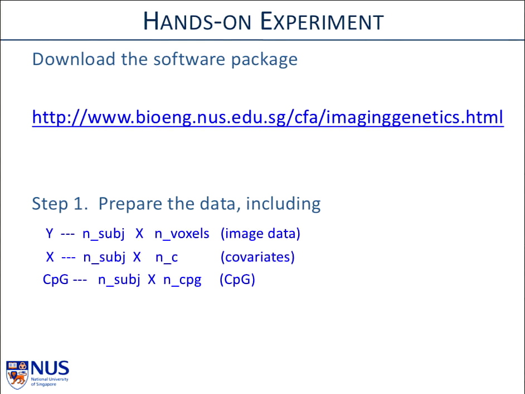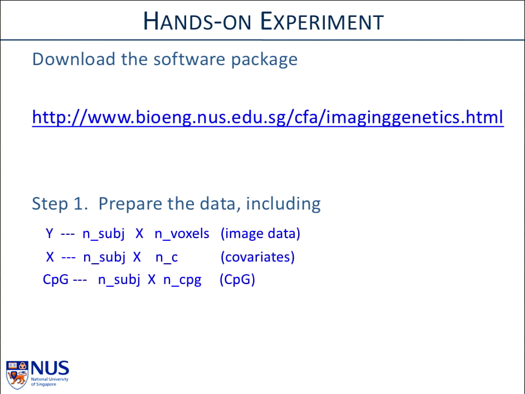Okay? And just as an example, you can go to my website and you will see two links. Then you will be able to download the software as well as demo data you can use for this software. So just to give you some more hints on that: what you first do is prepare your data. We have Y, which is imaging data. You make it into a matrix of number of subjects versus number of voxels. We always do it that way, right?